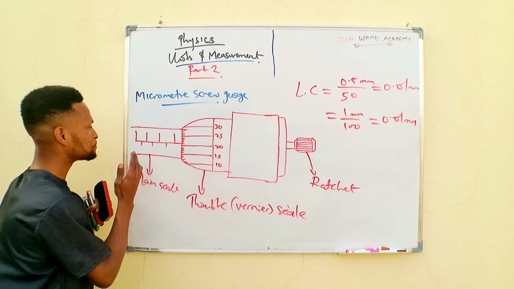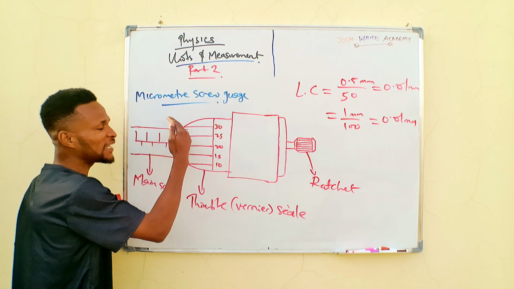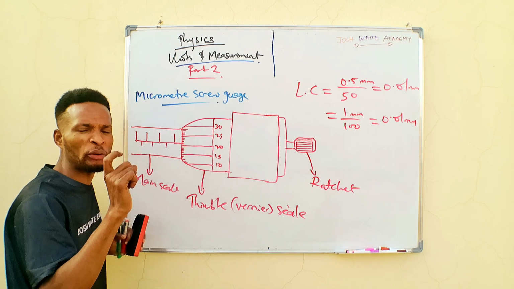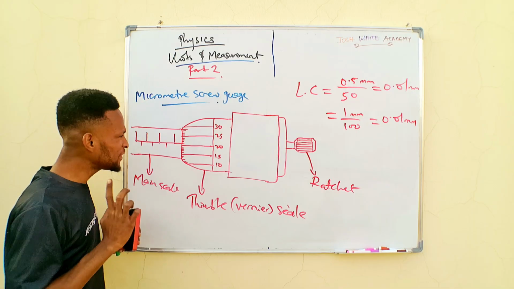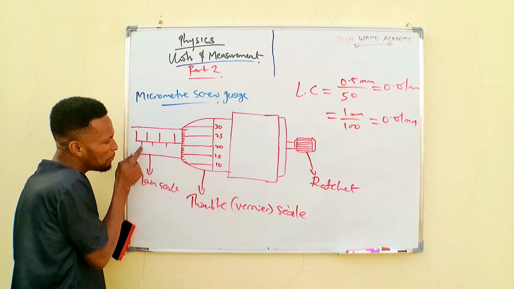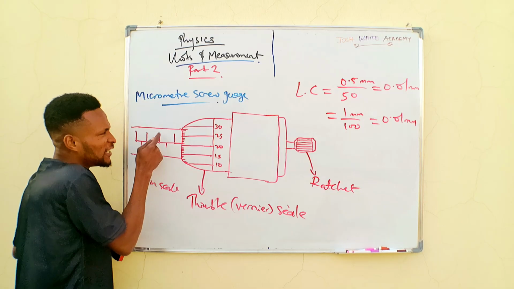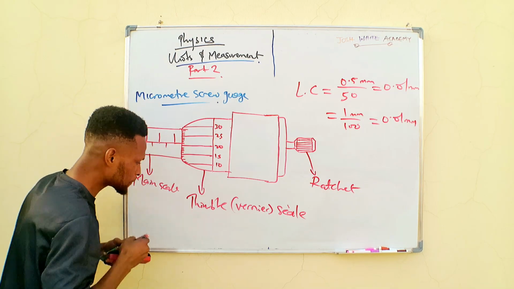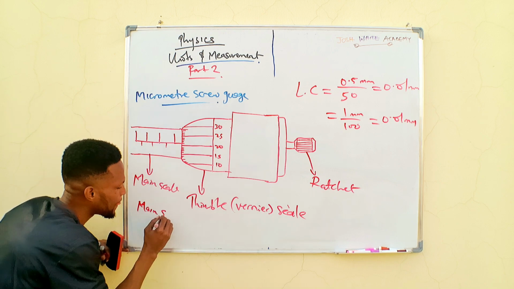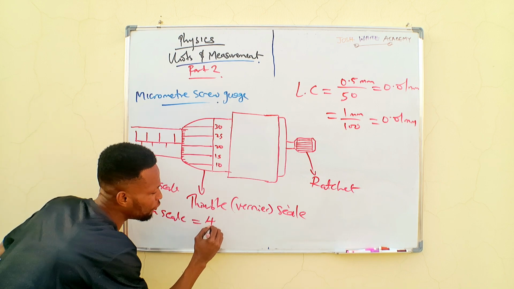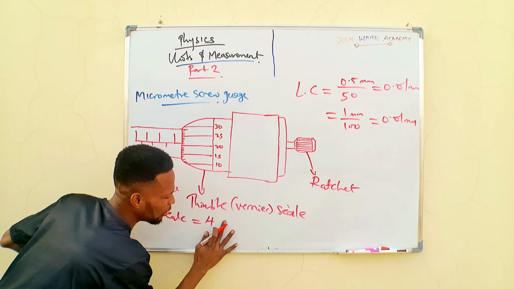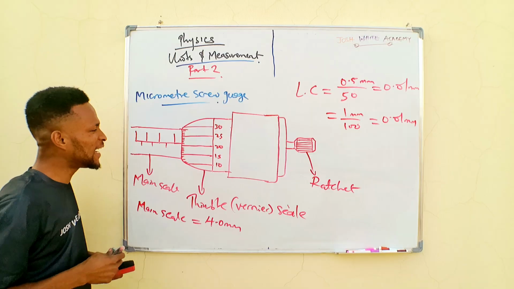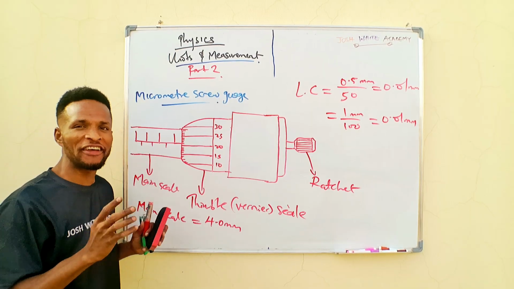Now this is the way you measure. The top reading is 1 millimeter, whereas the bottom reading is 0.5 millimeter. Now let's do it. This is 1, 1.5, 2, 2.5, 3, 3.5, 4. It stops at 4 millimeter. So our main scale is equivalent to 4 millimeter, or I'll just say 4.0 millimeter. Then our thimble or Vernier scale.